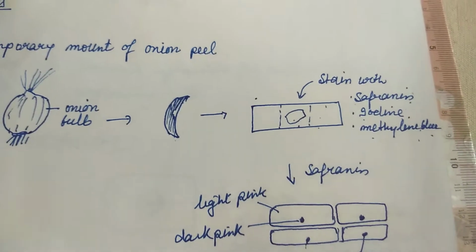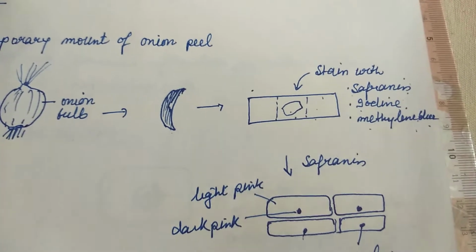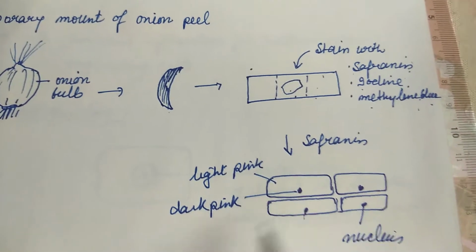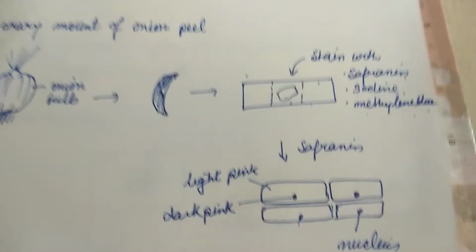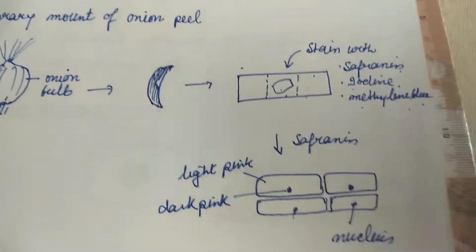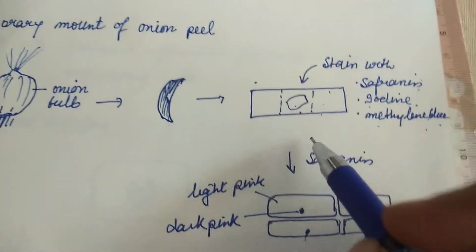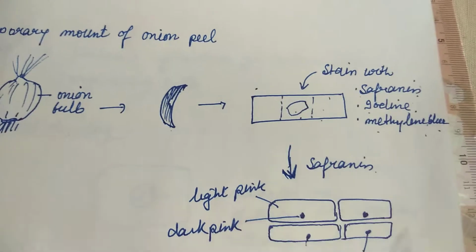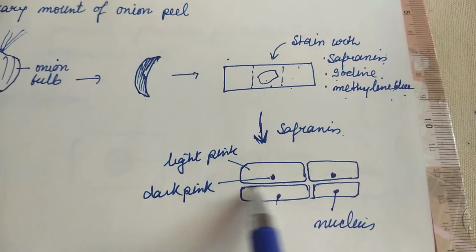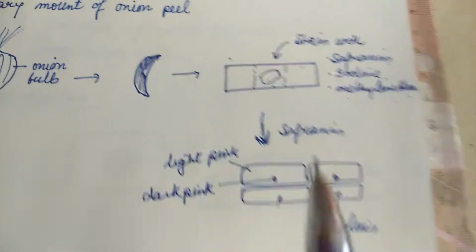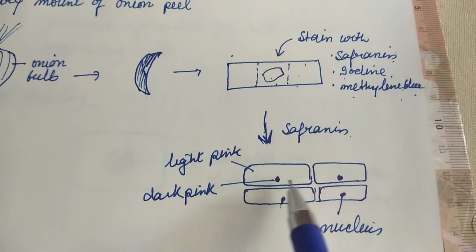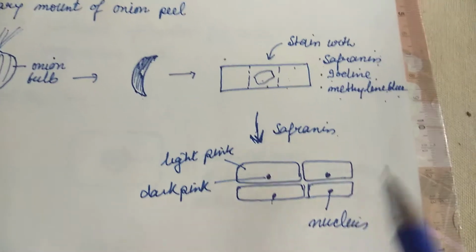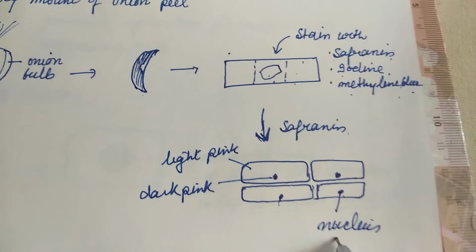They give color to the cell, and different parts of the cell will be colored differently, somewhere a dark color and somewhere a light color, depending upon the chemical composition of that particular organelle or part of the cell. Safranin is a little red color chemical. So we see the cell in a compound microscope, and there is a light pink area, and at the side there is a dark pink dot-like structure. This dark pink structure is actually the nucleus.